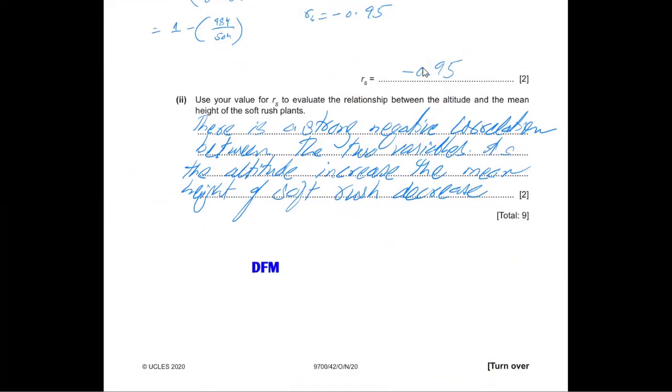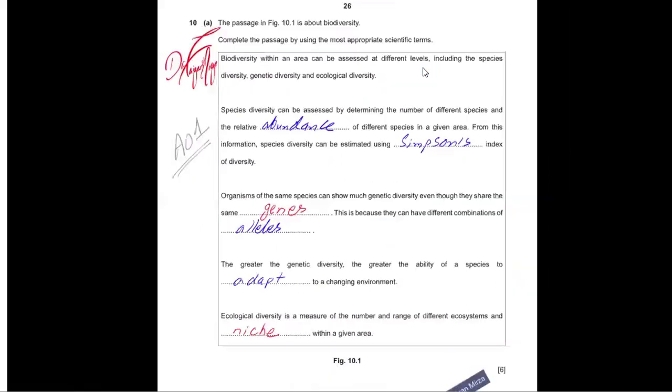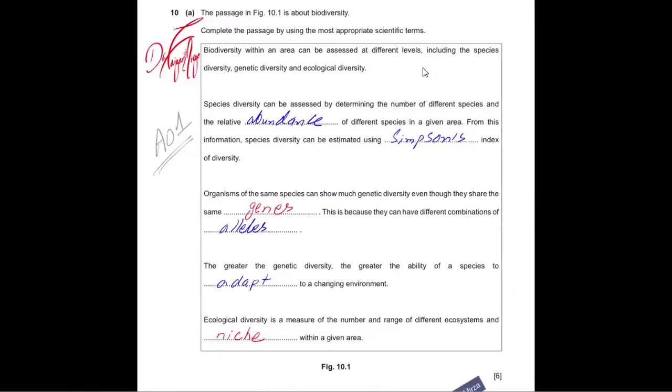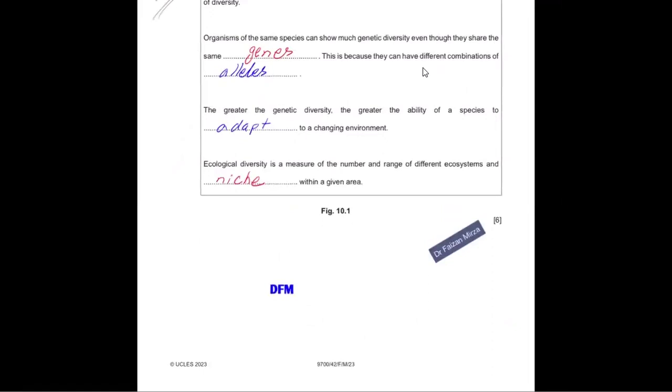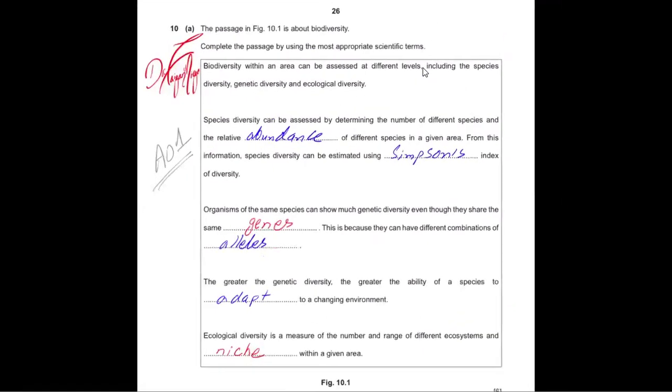Let's take another example. This example is again basically about scientific terms. This question came in March 2023, as question 10. Biodiversity within an area can be assessed at different levels, including species diversity, genetic diversity, and ecological diversity. Species diversity can be assessed by determining the number of different species and the relative abundance of different species in a given area. From this information, species diversity can be estimated using Simpson's index of diversity.